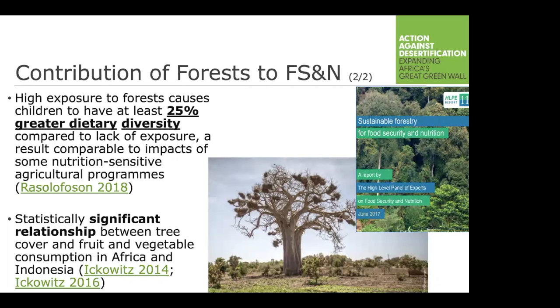Now, this is just some of the statistics and the information that have been worked on to show that high exposure to the forest causes children to have 25% greater dietary diversity. This is really, really important. It's been analyzed, and it shows how the forest can contribute really to the population for the nutrition and the quality of the diet. Next slide, please.